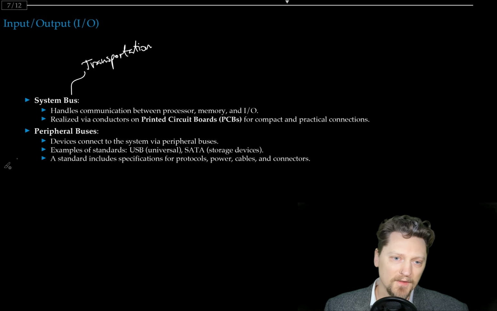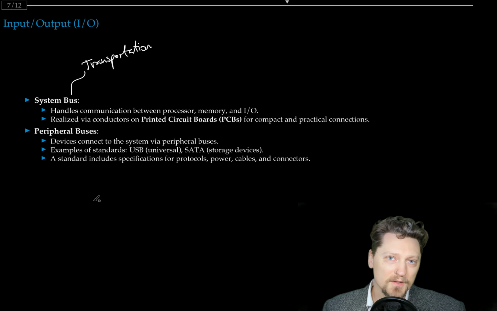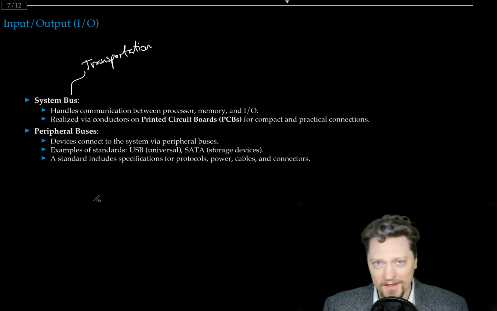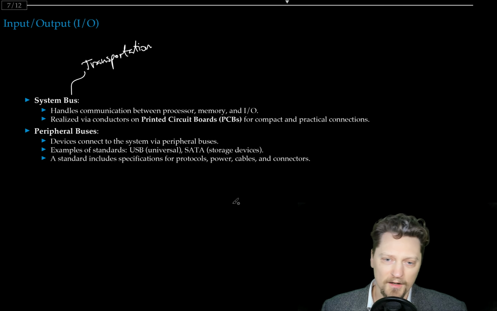Peripheral buses. Devices connect to the system via peripheral buses. Examples of standards for peripheral buses are USB and SATA for storage devices. USB, of course, we're familiar with from a lot of peripheral devices that will plug into computers like printers and webcams and that type of thing. And SATA is more for storage devices like hard disk drives, like a backup drive, for instance.